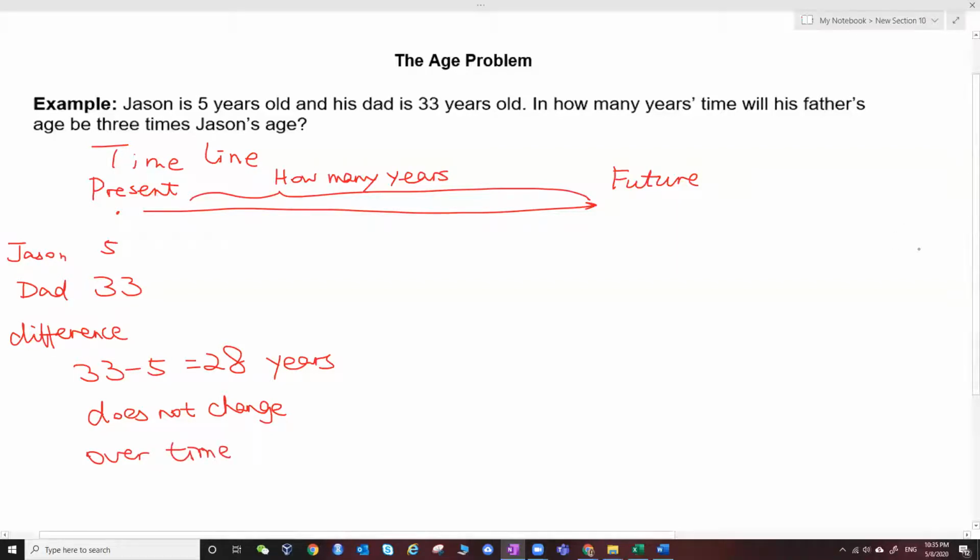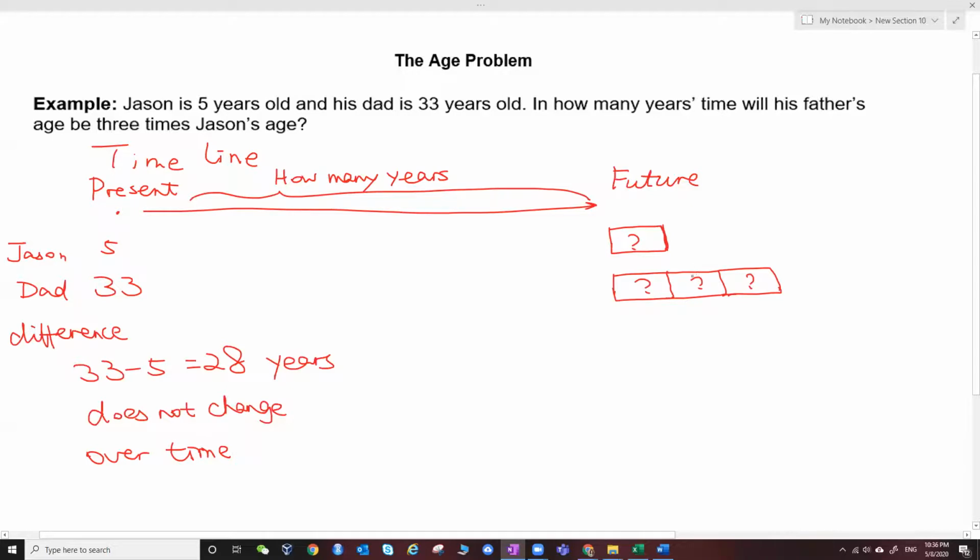Now, somewhere in the future, we also know that Jason's age would be just 1/3 of his father's age, right? Or his father's age would be 3 times his age. So let's do one box, or one block. Let's draw one block here to represent Jason's age. And we'll draw 3 equal size blocks here to represent his dad's age. Okay, and we don't know any of these blocks, but we know that they're all of the same size, right?